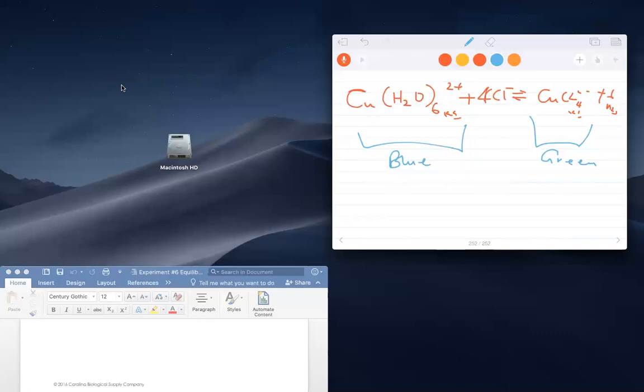It is a simulation for next week. Experiment number 7, calculating the equilibrium constant of cobalt 2 chloride. It will be a simulation. I'll send out the instructions as well for next week along with the pre-lab.